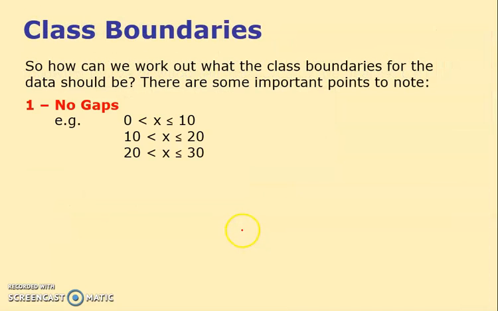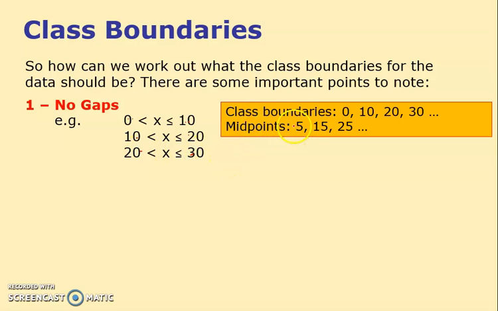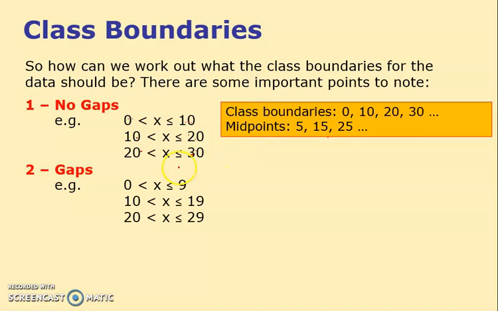Class boundaries, I need to mention this. Lots of times when you do this, there's no gaps between them. Notice what I mean by that. It goes from 0 to 10, 10 to 20, 20 to 30. So it's no real surprise that on these, the class boundaries are 10, 20, 30, because there's no gaps between them. And therefore the midpoints are what you'd expect. 0 to 10 we'll call 5, 10 to 20 we'll call 15, and so on and so on. 20 to 30 we'll call 25. So that's fine. Now, what about here?